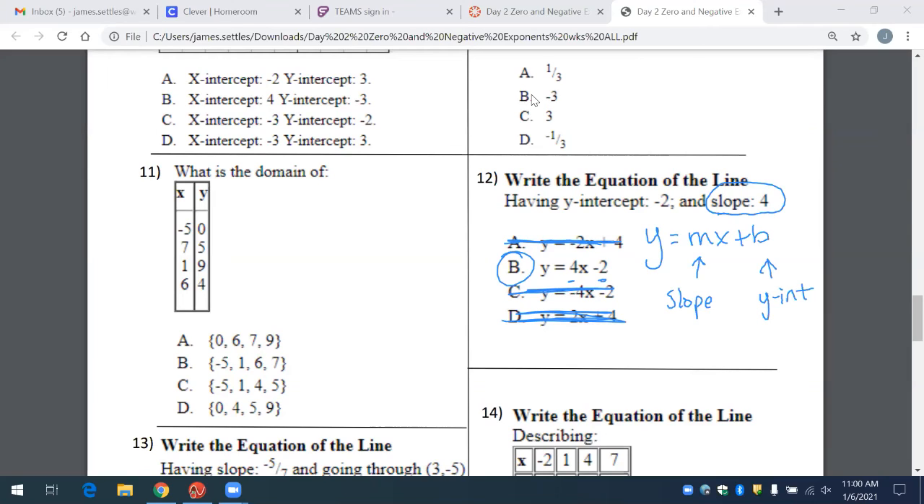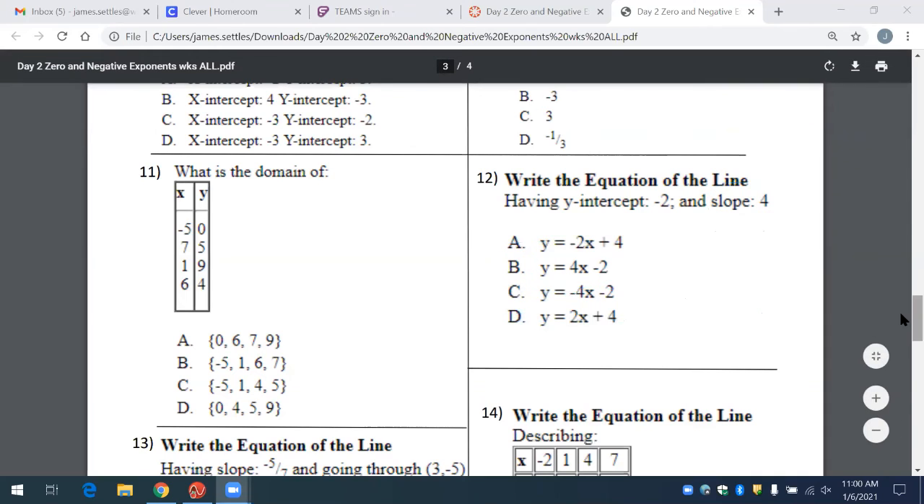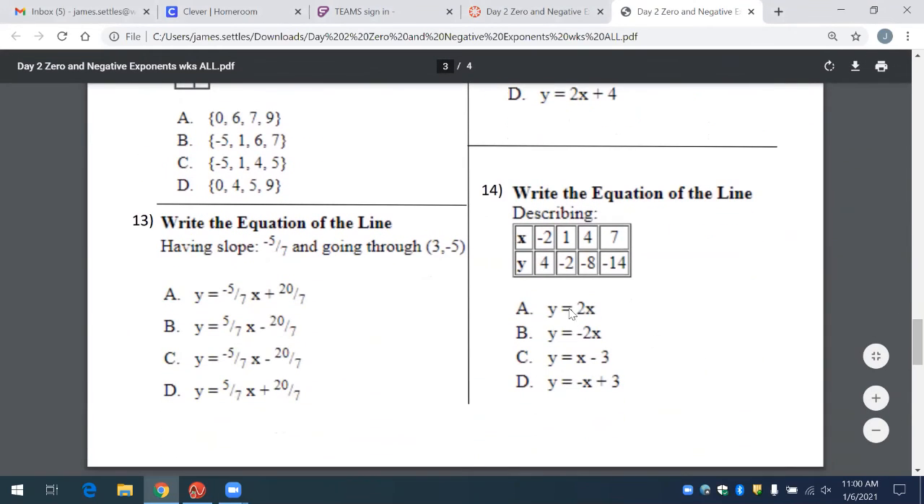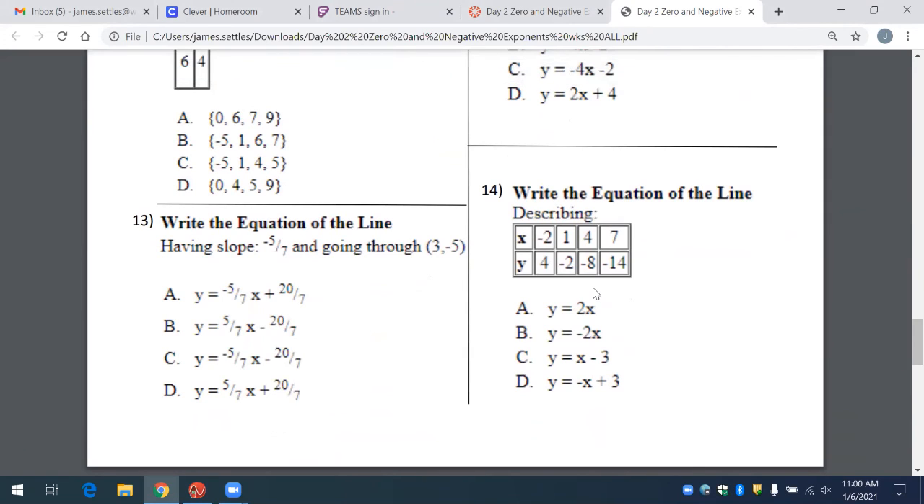Number, so clear that out. All right, number 13. 13 and 14 is the big focus today. This is what we have to be awesome on, okay? Why do we need to be awesome with 13? What do you see?